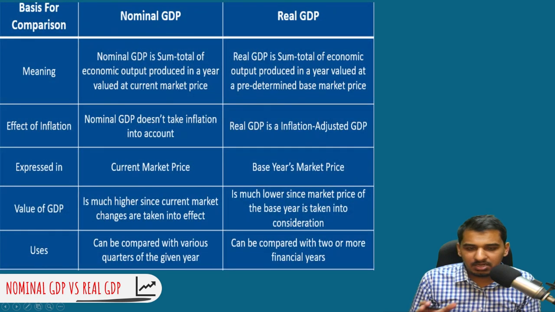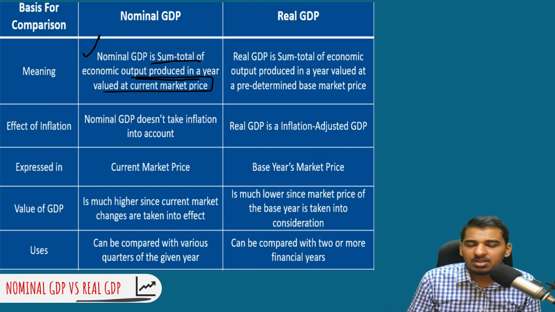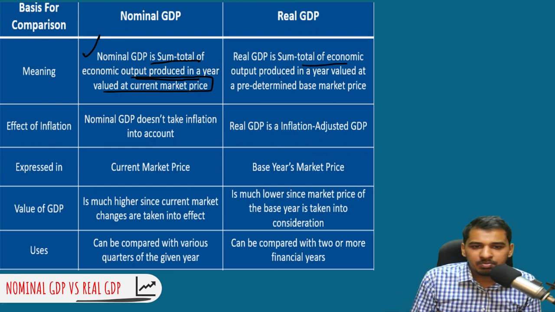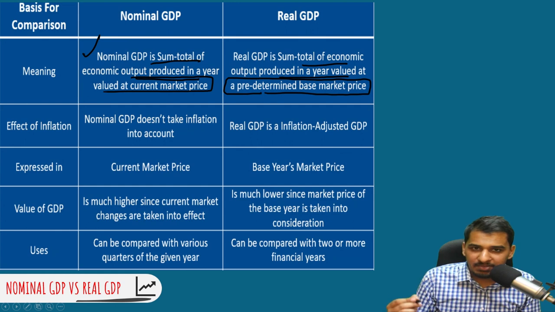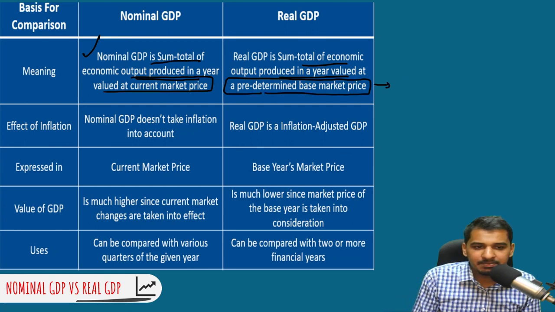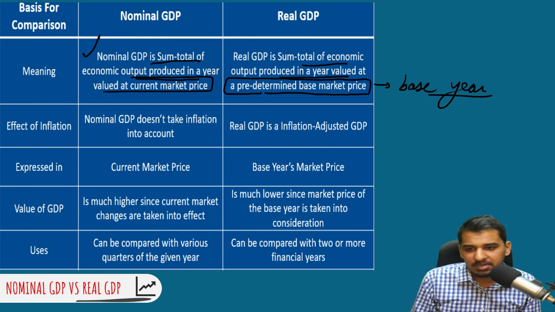So there is a chart here: nominal versus real GDP. Nominal GDP is the sum total of all economic output produced in a year valued at current market price. Please remember that this is current market price. Whatever the current market price is, it will just be taken. Real GDP is the sum total of economic output produced in a year valued at a predetermined base market price, and the base market price is the price at base year.